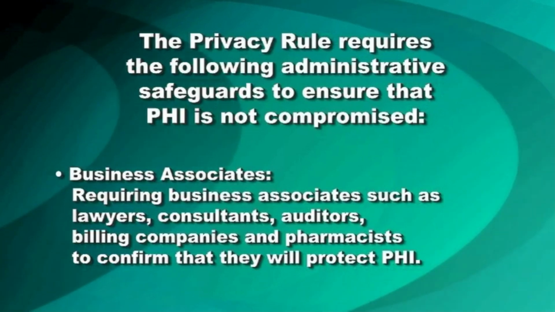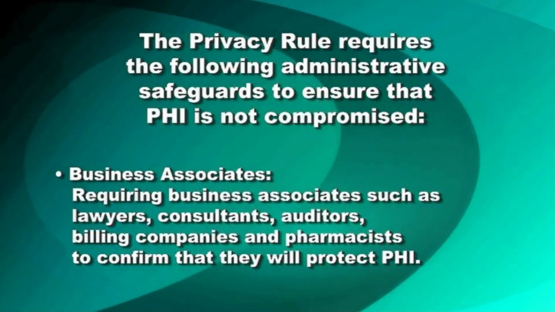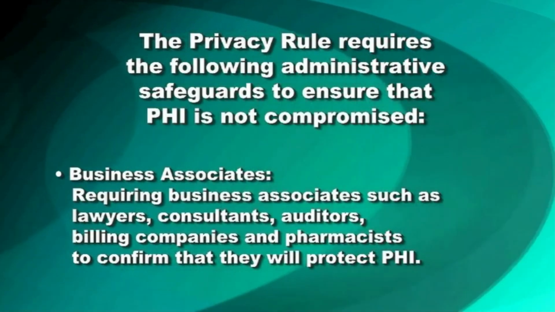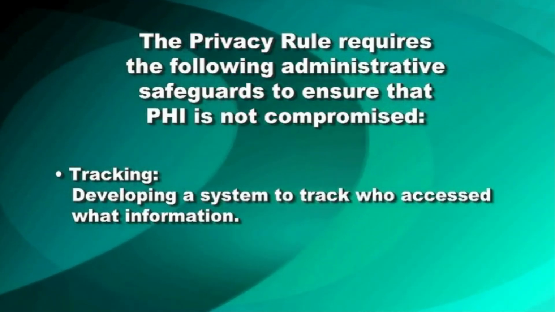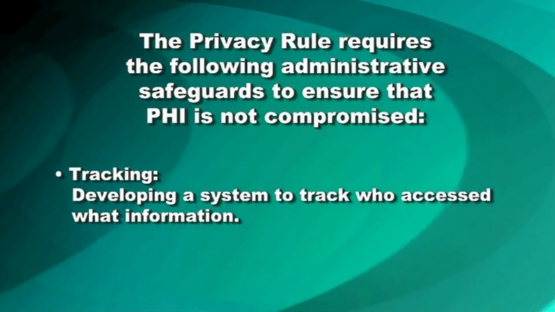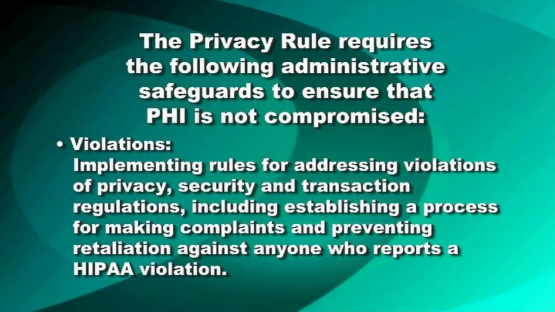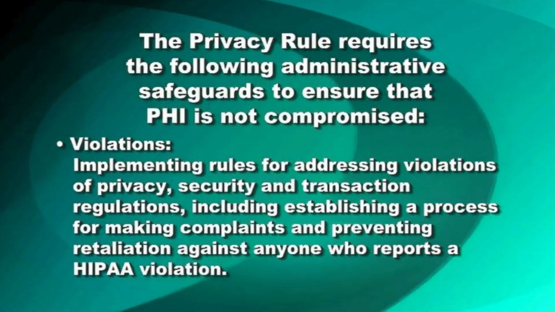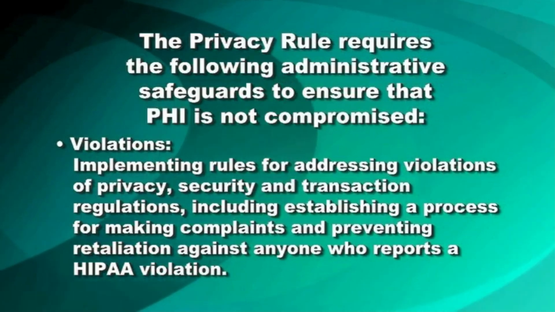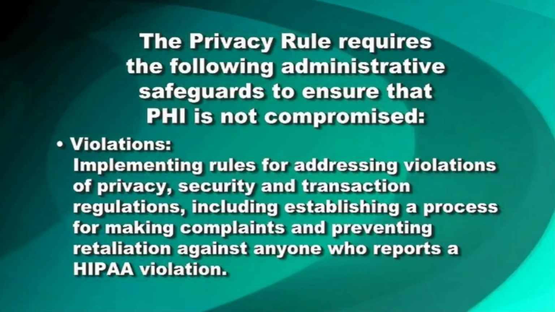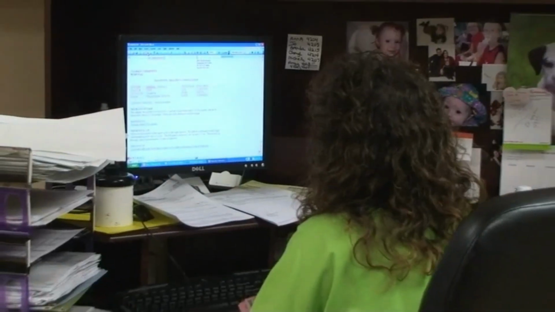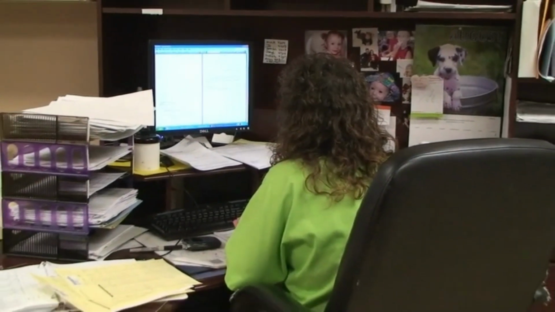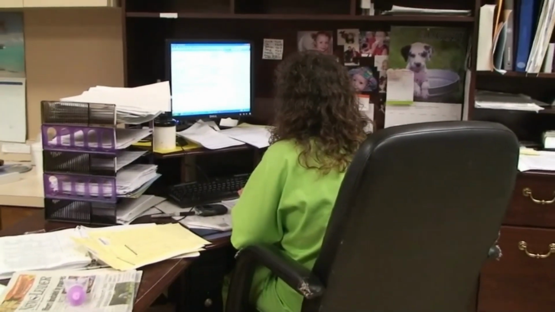Business associates: requiring business associates such as lawyers, consultants, auditors, billing companies, and pharmacists to confirm that they will protect PHI. Tracking: developing a system to track who accessed what information. And violations: implementing rules for addressing violations of privacy, security, and transaction regulations, including establishing a process for making complaints and preventing retaliation against anyone who reports a HIPAA violation. The security rule portion of HIPAA also requires that administrative, physical, and technical safeguards be in place to prevent the improper use or disclosure of PHI.